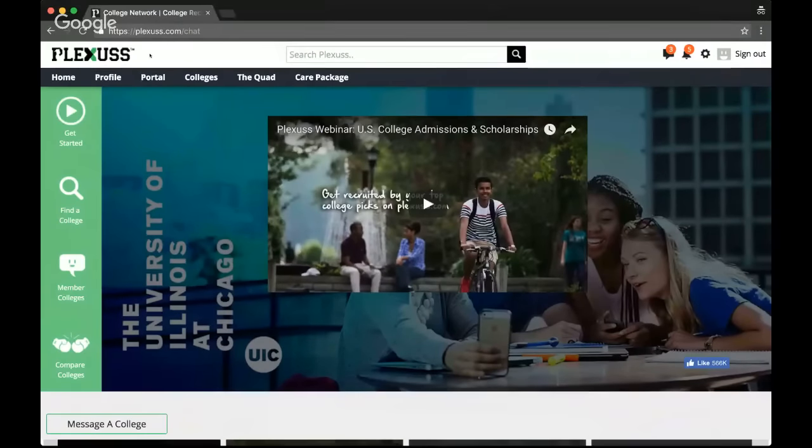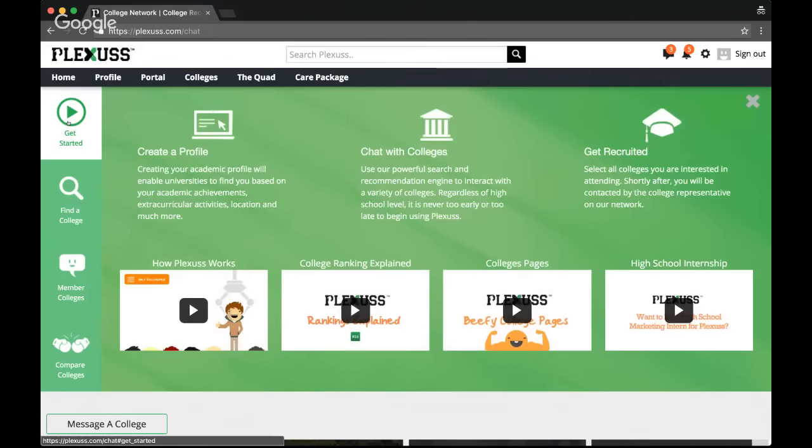So you can see here, I'm on the home page of Plexuss.com, and we're going to go through these categories on the left-hand side of the page first. Up on the left side here, we have the Get Started area. This is where you can learn more about Plexuss if you have any questions about how the system works, how the college rankings work. Anything that you need to know about Plexuss would be here on this Get Started page. So definitely check out these videos down below.